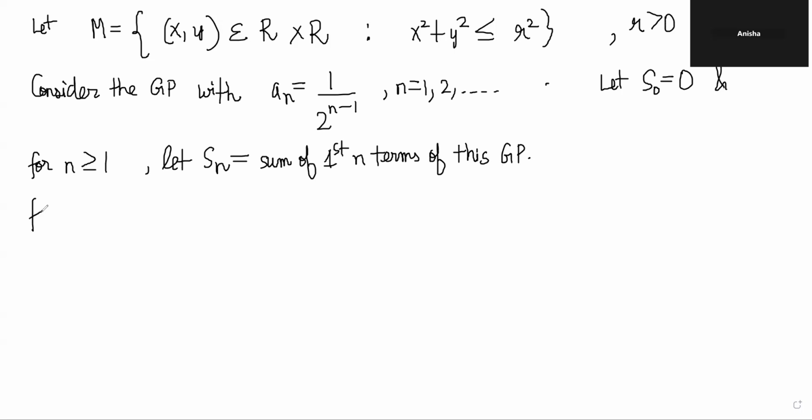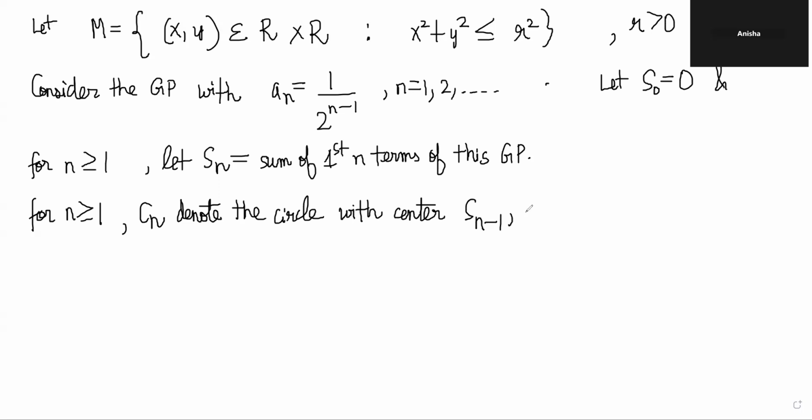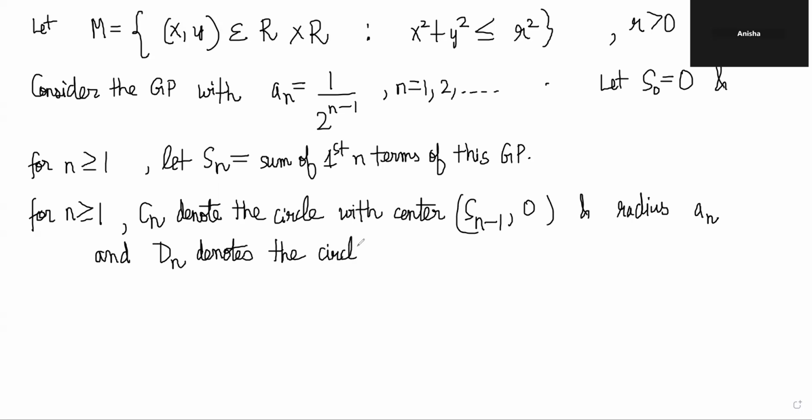For n greater than or equal to 1, let Cn denote the circle with center (S_{n-1}, 0) and radius an, and Dn denotes the circle with center (S_{n-1}, S_{n-1}) and radius an.